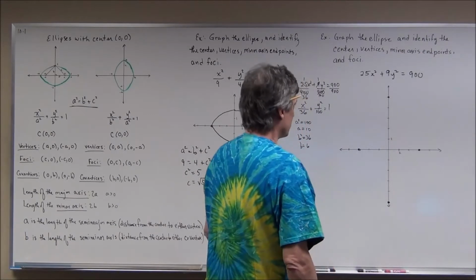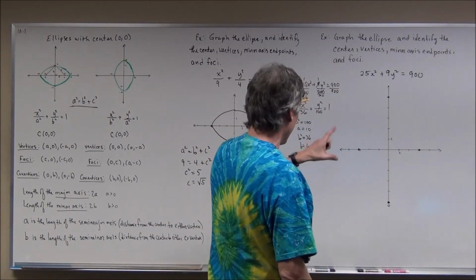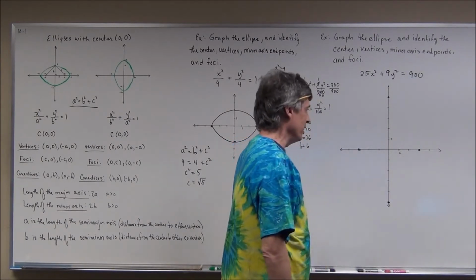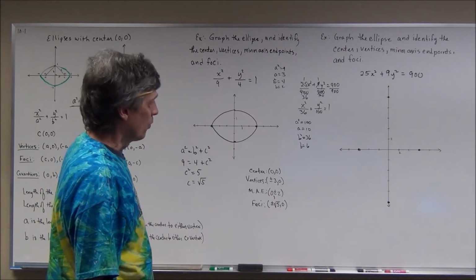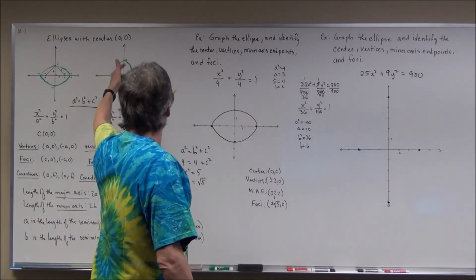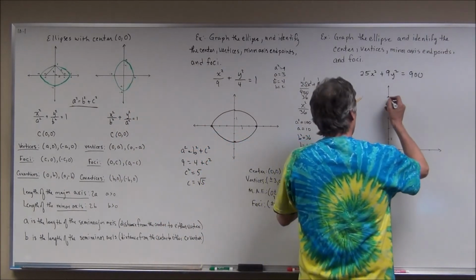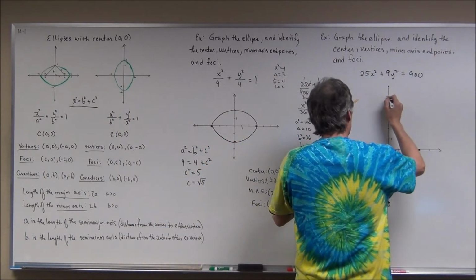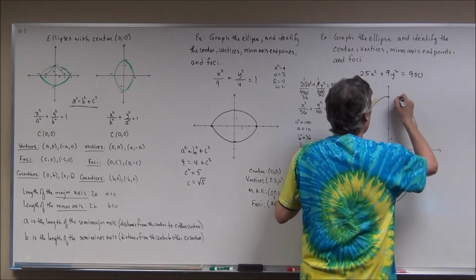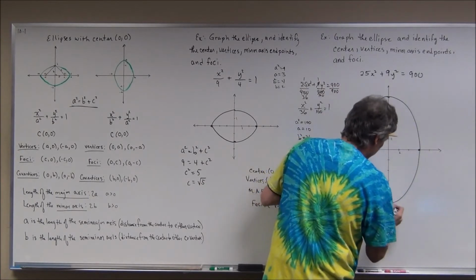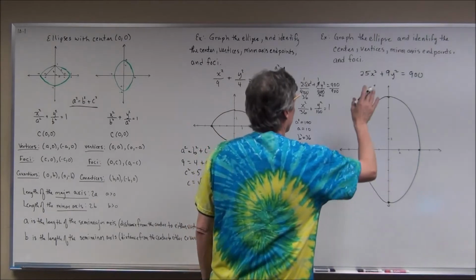And now I'm ready to sketch. Hey, you can get a pretty decent sketch if you get those 4 points, if you graph your vertices and your co-vertices. You don't need to really graph the foci unless the directions tell you to, because they don't really help with the curve since they're not actually on the curve of the ellipse. They're kind of in the interior of the ellipse. So let's see if I can make this look reasonable. That's not so bad.